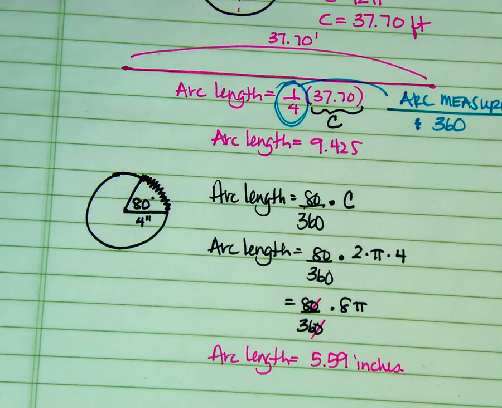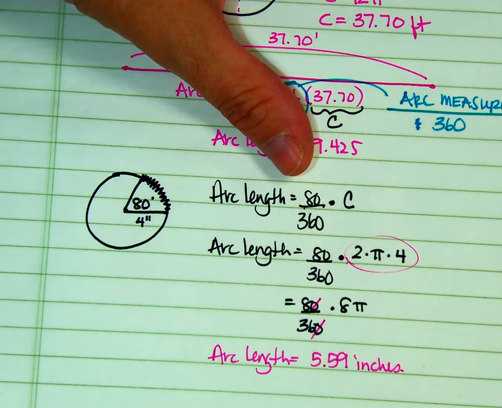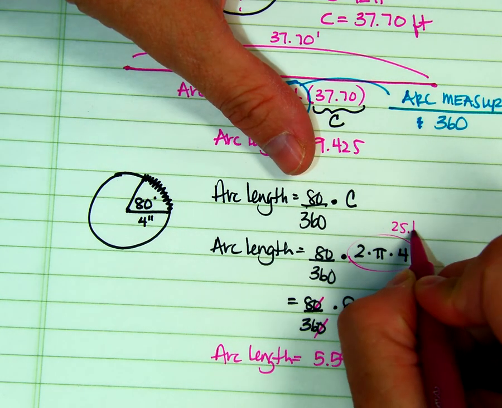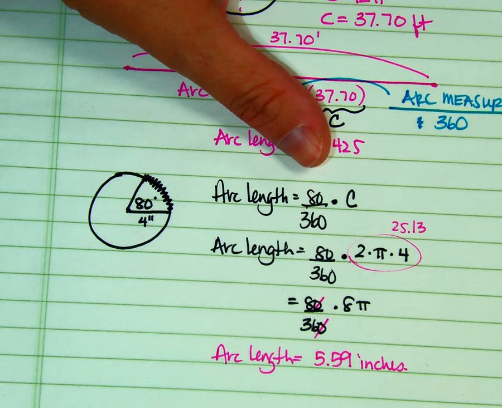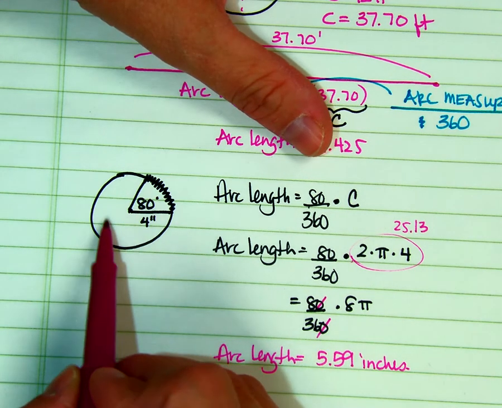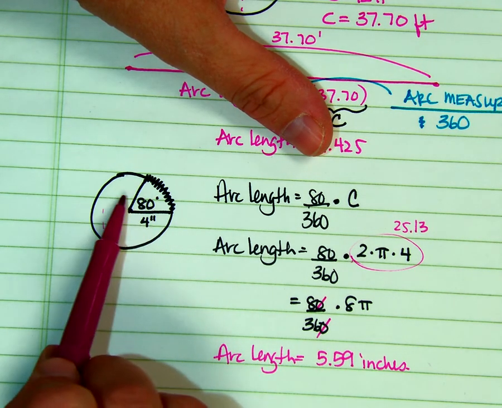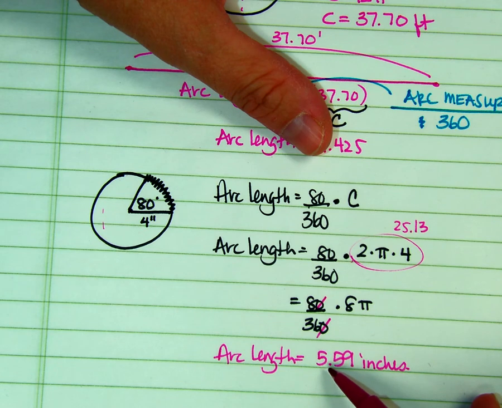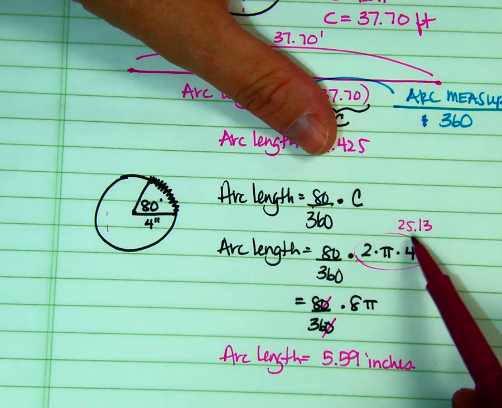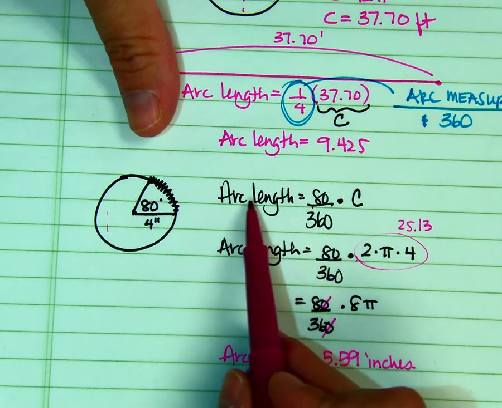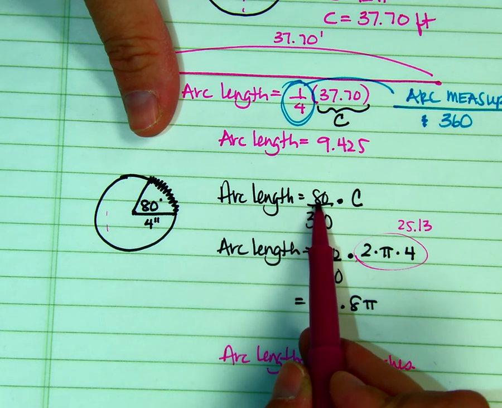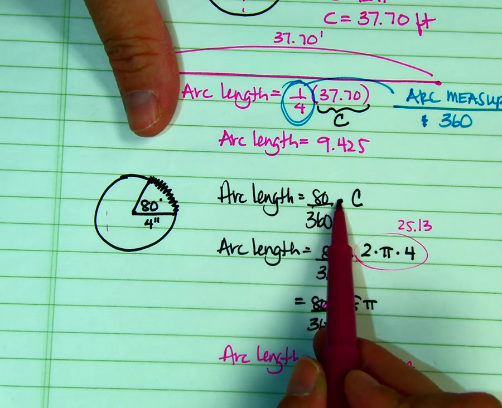Okay, see if our answer seems reasonable. That is going to give me my circumference. So 8 pi is 25.13 rather. Okay, so 80 goes into 360 a little more than 4, not quite 5. Well, that's the relationship I have here. If I take this times 4 or 5, it's going to be really close to that 25. So my answer is reasonable. So arc length equals the arc measure divided by 360 times the circumference.